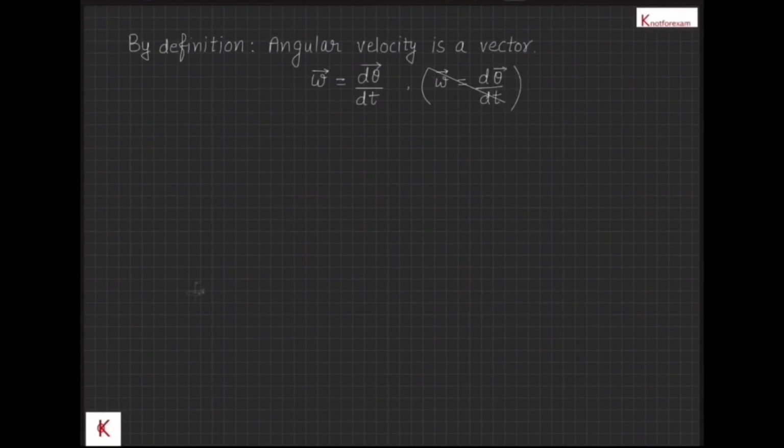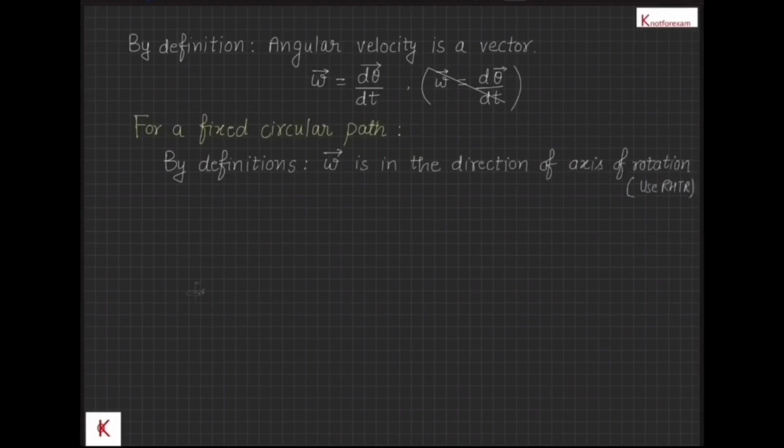Rather, it is incorrect to write omega vector as d of theta vector by dt, since theta, that is the finite angular displacement, is not a vector. Also, for a particle moving in a fixed circular path, angular velocity vector by definition is in the direction of the axis of rotation, and you can find the exact direction by using the right hand thumb rule. Also, you should appreciate that for a fixed circular path, any change in omega vector should be along the axis of rotation, so that the final omega vector will always be along the axis of rotation. Therefore, angular acceleration, that is d omega vector by dt, is in the direction of the axis of rotation.